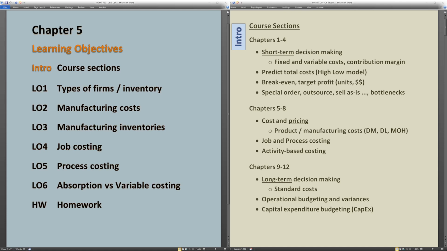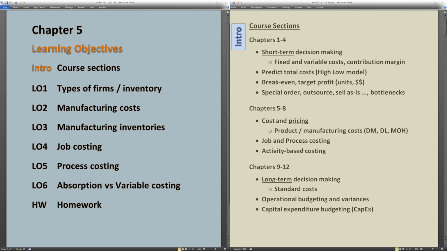So each set of 4 chapters covers a different look at costs, and with each different look at a set of costs, we have different ways of using those to do various things in managerial accounting. So in the first 4 chapters, we looked at fixed and variable costs, which allowed us to calculate contribution margin. This was the short-term decision-making model.